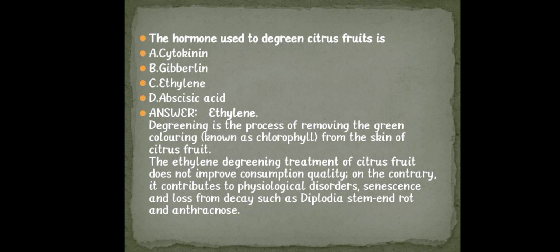Ethylene degreening treatment of citrus fruits does not improve the consumption quality. On the contrary, it contributes to physiological disorders, senescence, and loss from decay such as diplodia stem-end rot and anthracnose.